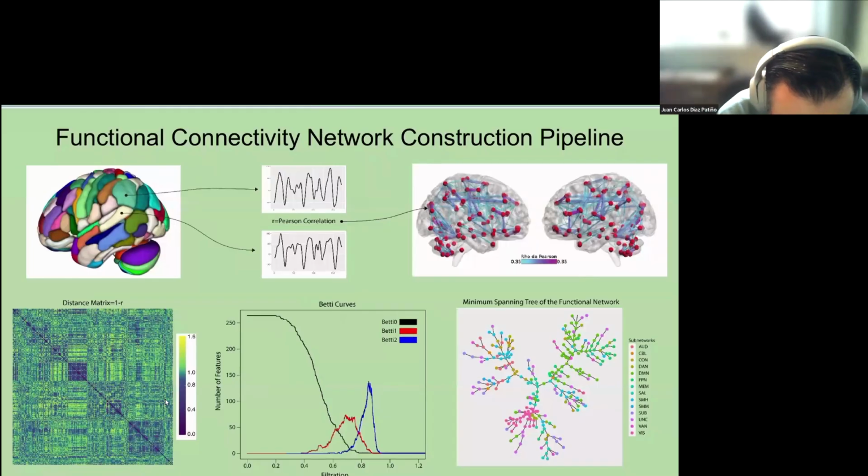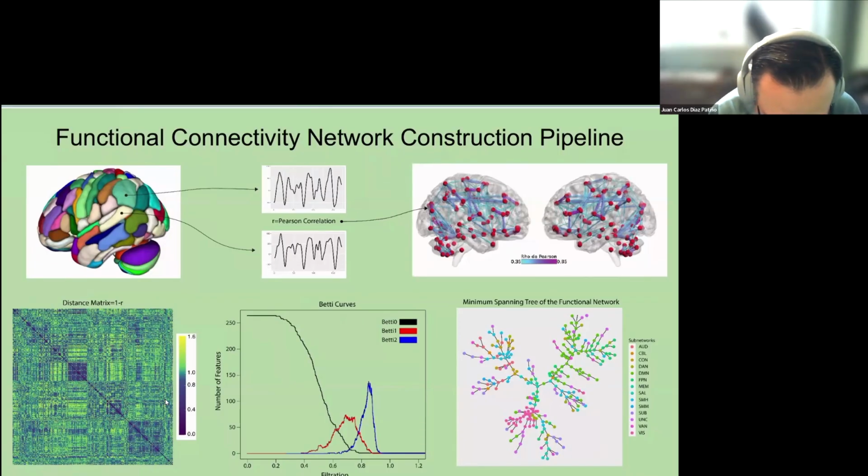This transformation does not satisfy the triangle inequality, so it's not a metric in the mathematical sense, but it still is useful to do all the computations on persistent homology and other things. And the next step is just computing the Betti curves. The Betti curve counts the behavior of the connected components of the network.